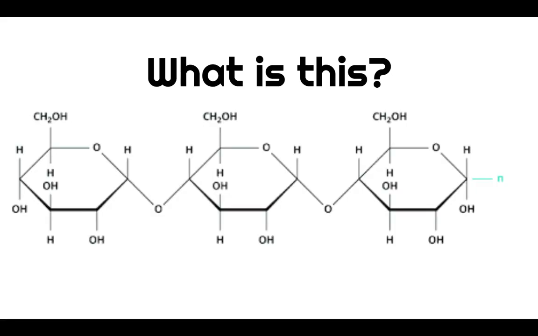What is this? I see stop sign shapes. I see C, H, O and I see nothing else. This N just means repeating. Okay, ignore that. But it looks like little stop signs. It looks like they're all holding hands. This to me looks like a polysaccharide, specifically a trisaccharide in this picture. This is a carbohydrate.